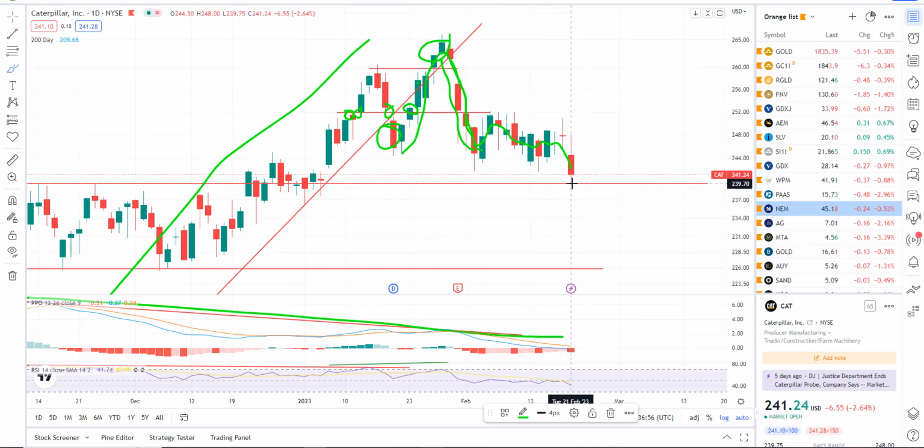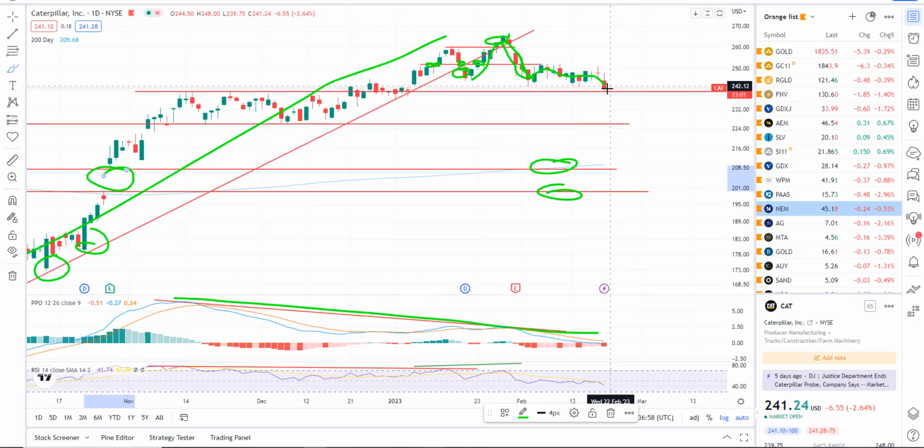Although you maybe get a little bounce here. I don't think it'll be much. I think it'll be pretty muted, and I am expecting the selling to probably start to increase on this one.